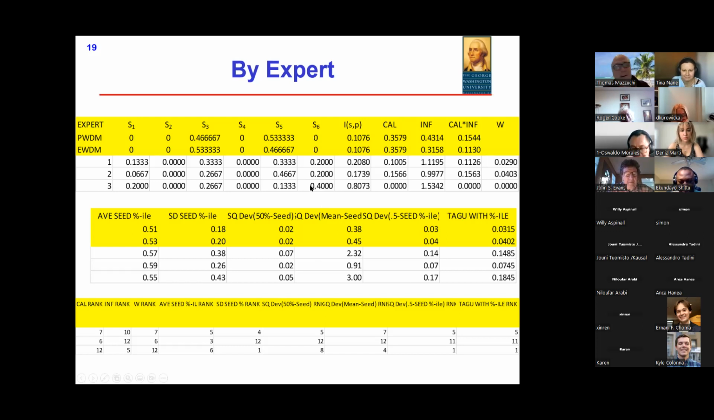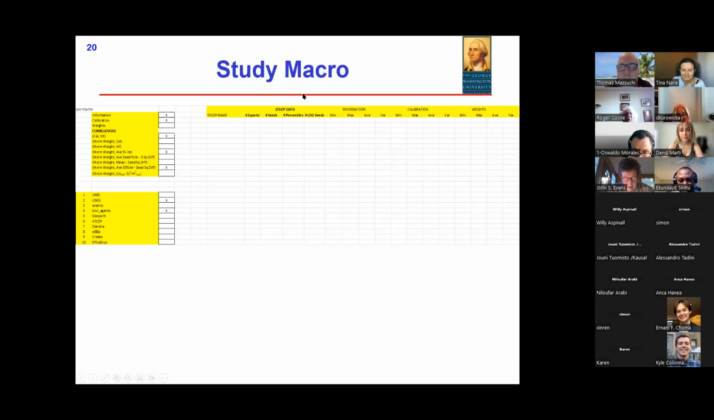So the last thing that I did that I had promised Anka, and Anka has been very patiently pushing me, so kudos to you, Anka, was to put a study macro in. One of the things I'd like to be able to do is just generate tables of things that I want so we can plot them easily. So I have a page that has on the bottom all the things that you might want: calibration or information or weight values, the correlations. I have to put some of the metrics. I haven't done that yet. And then all of the studies.